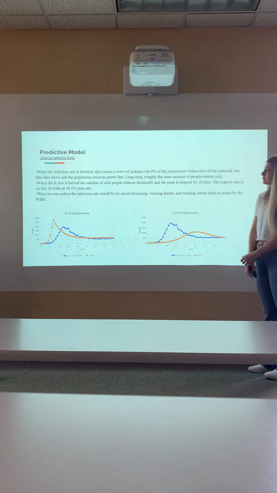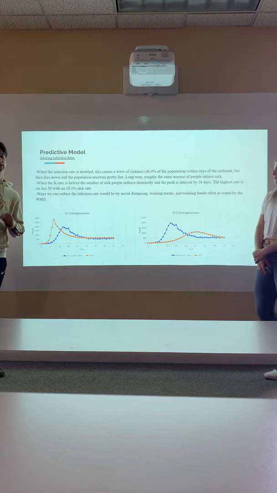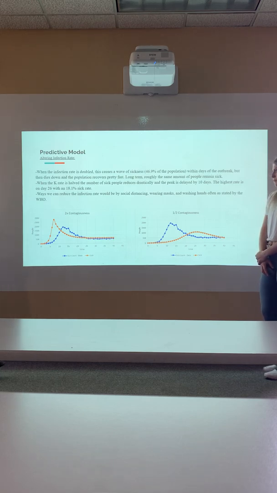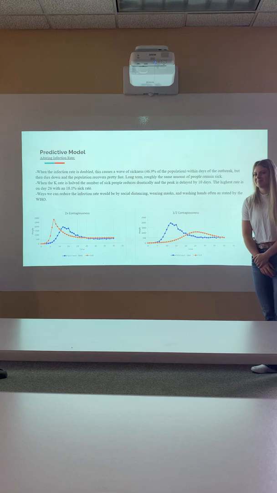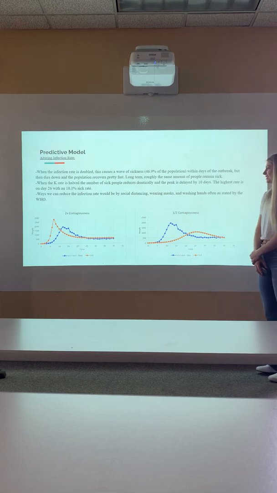So this is our predictive model, and we also took our infection rate for one of the scenarios. When we made the k-value of the contagiousness times 2, we can see the peak happens a lot sooner, and this causes about 46.9% of the entire population to actually get sick, which is not good at all. That would be terrible. And then with the original contagiousness, we see that 18.1% of people are sick, which would be below the crisis level.